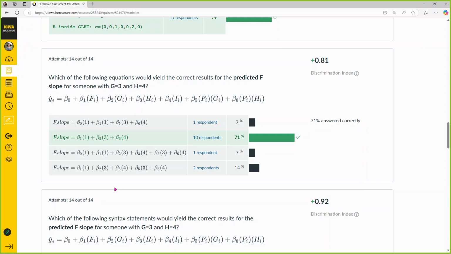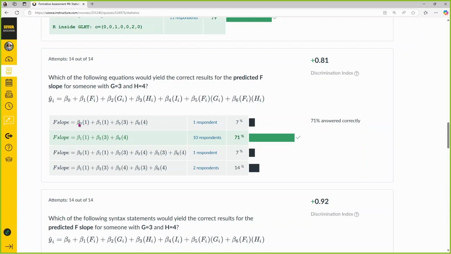So we need to identify only those terms. We'll look at 1 through 6 that include F. How many terms include F? Yep, we have 3 of them. Exactly. And so we're looking at wanting to include beta sub 1, beta sub 5, and beta sub 6. Those are the terms that have the F there.